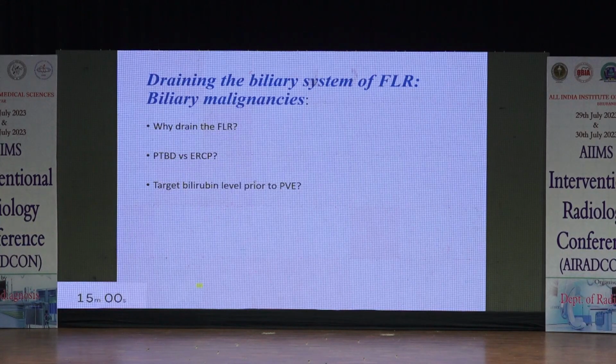So sir, our target is always less than 3. What do you follow, sir? Less than 3 or less than 5? The bilirubin level. Bilirubin, I think 5. They are good enough as long as other parameters are okay.